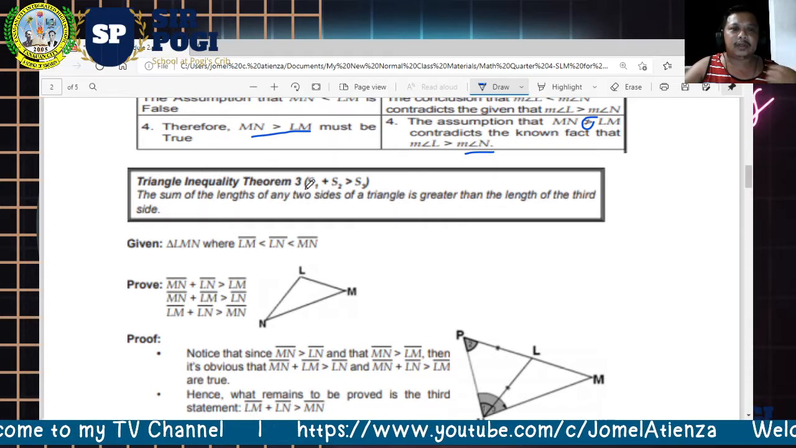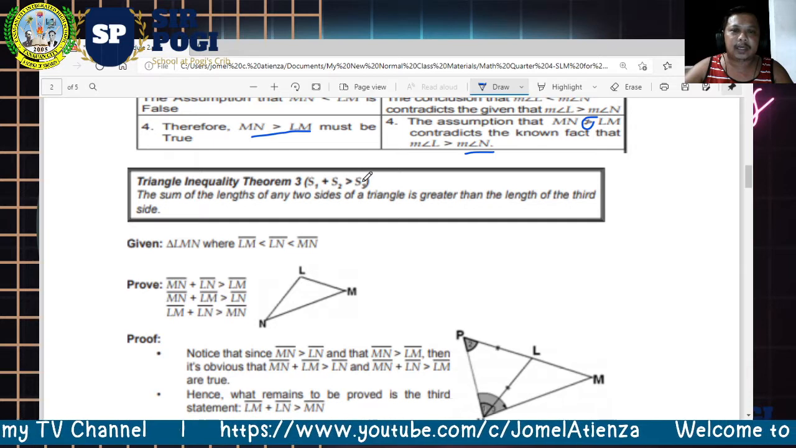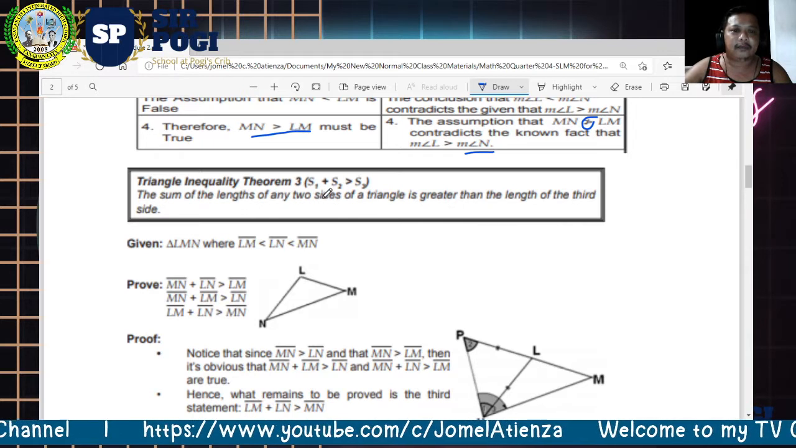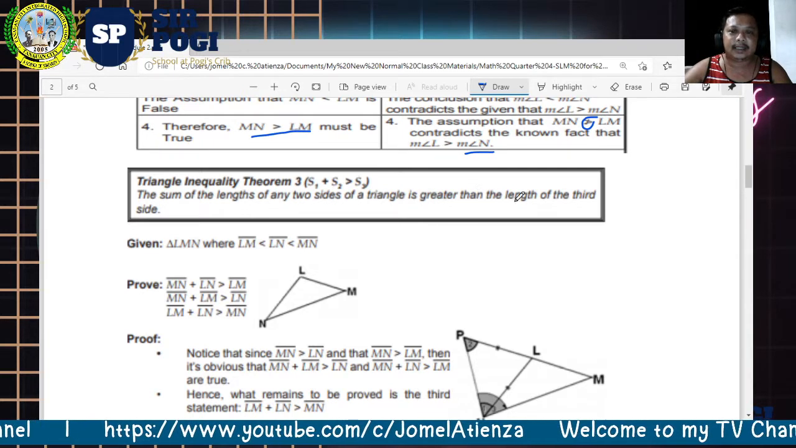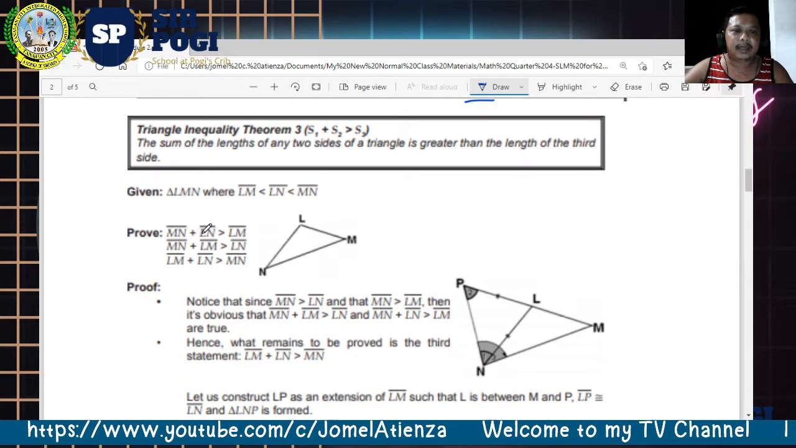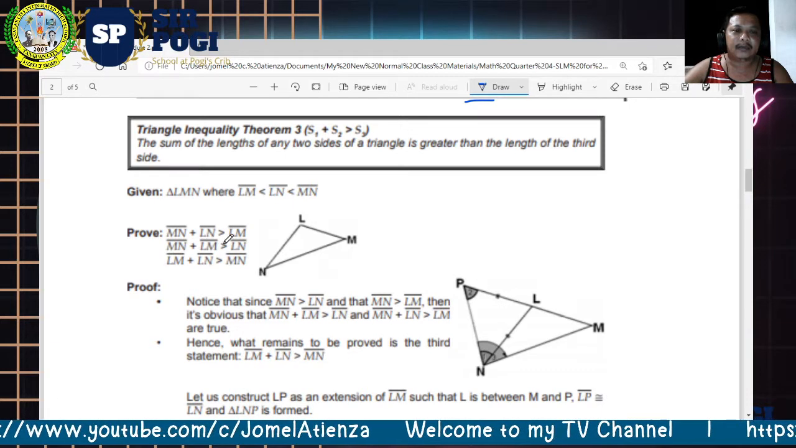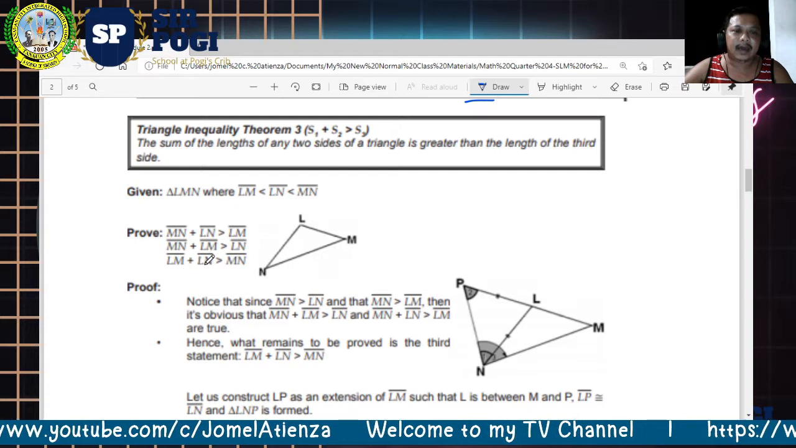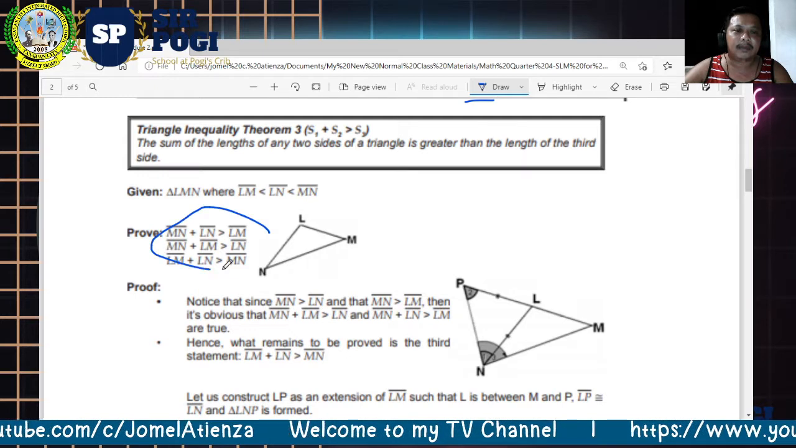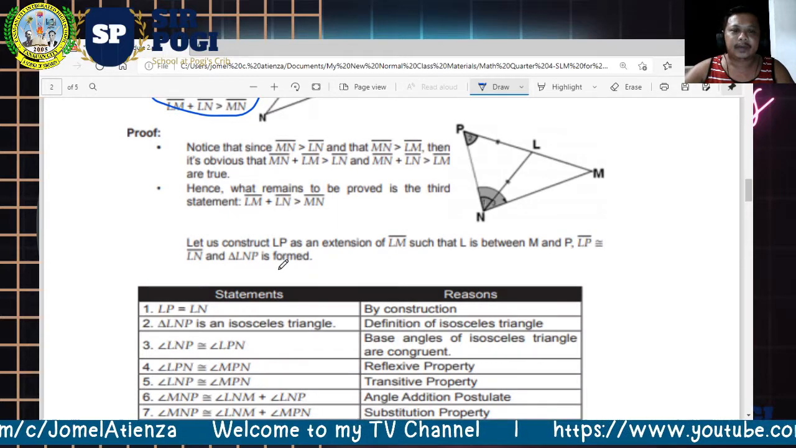Triangle Inequality Theorem 3: the sum of the lengths of any two sides of a triangle is greater than the length of the third side. So MN plus LN is greater than LM, MN plus LM is greater than LN, and LM plus LN is greater than MN, like what we studied last time. Take a look at this theorem.